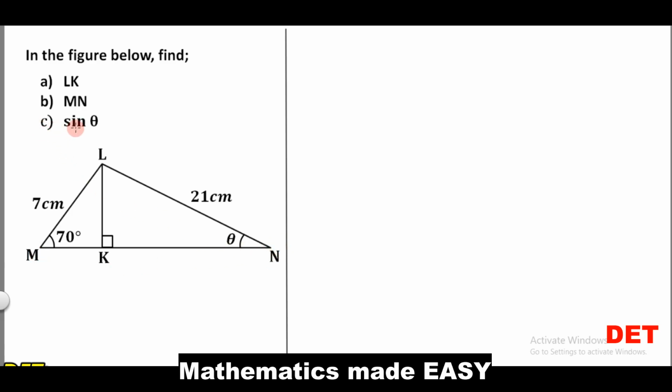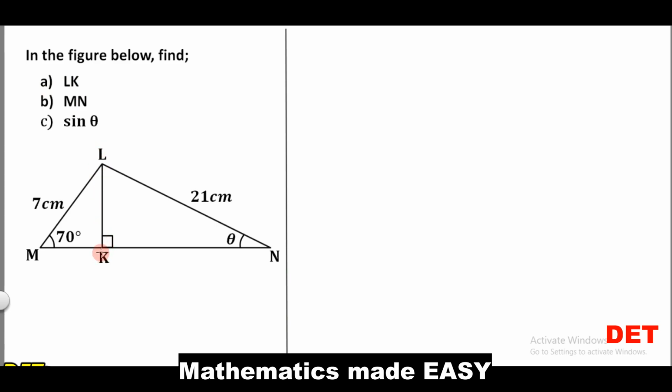And C is sine theta. This is your theta, so you look for the value of sine theta. Alright, so this is triangle LMN. In this triangle, there are two triangles. So the first question is find LK. That's the distance from here to here.